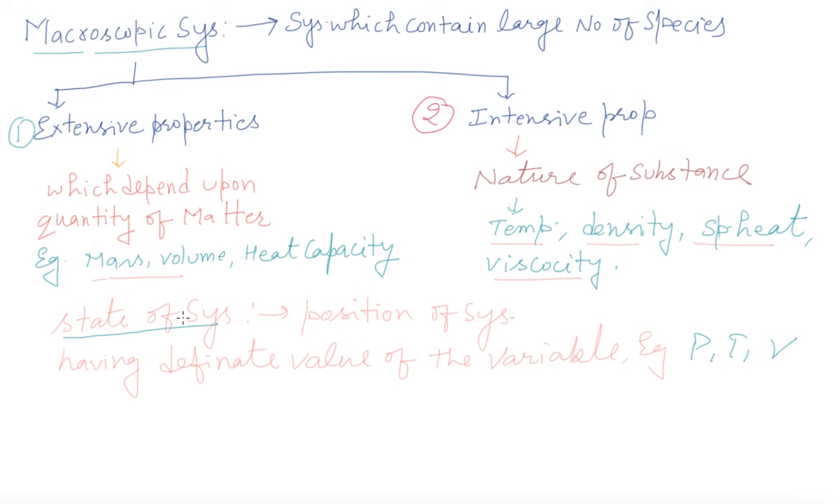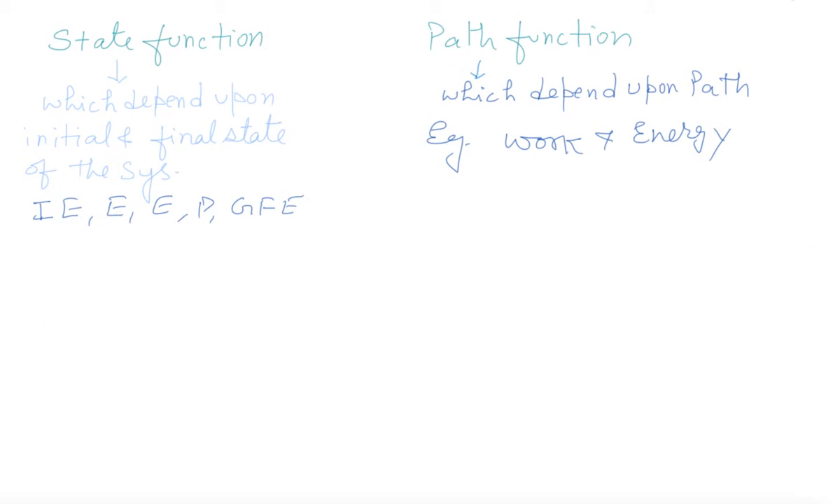Now the next is state function and path function. What do we mean by state function and path function? State functions are those which depend upon the initial and final state of the system, like internal energy, entropy, enthalpy, pressure, Gibbs free energy, etc. Path functions are those which depend upon the path followed by the system, that are work and heat. These are the two.